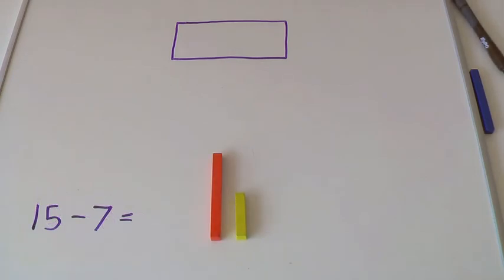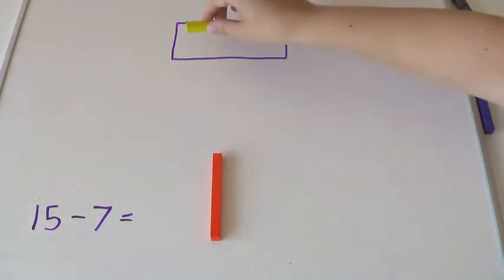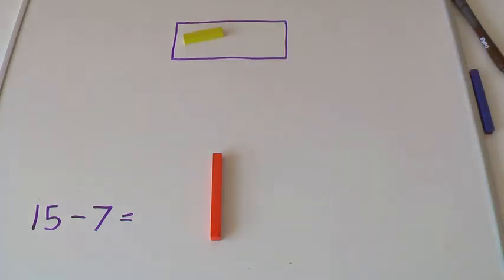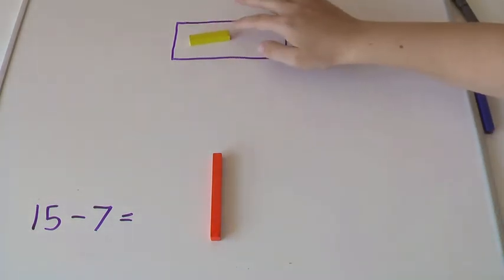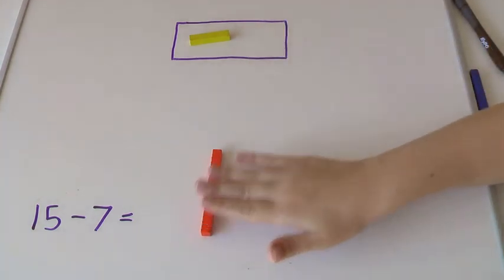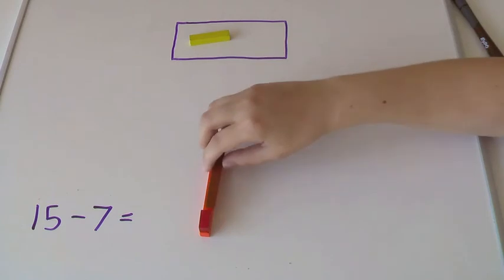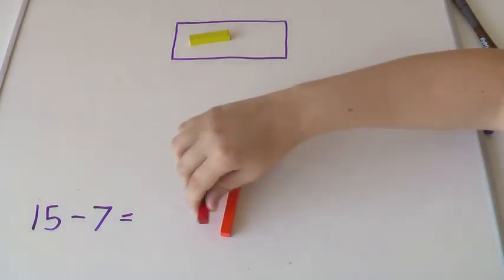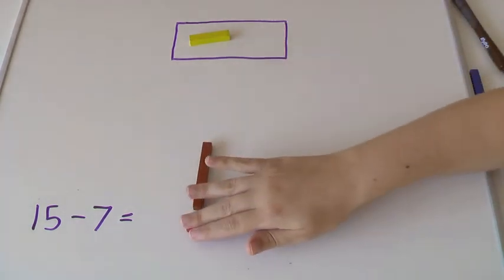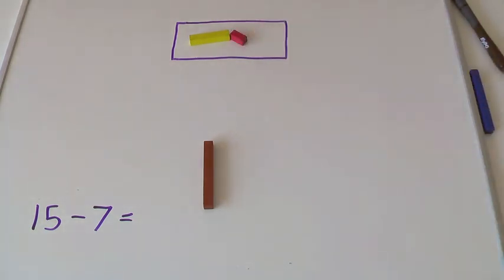Last one, 15 minus 7. So here's 10 and 5, 15. I will do 15 minus 5, and then I want to take away 2 more because 5 and 2 is 7. So I'm going to take 2 away from the 10. So let's trade the 10 for a 2 and an 8. And now I can take away 2, and I'm left with 8 as my answer.